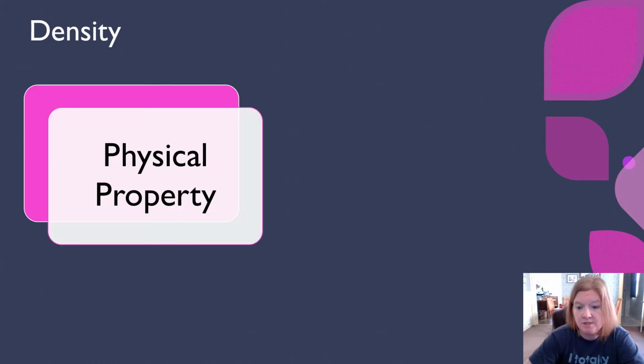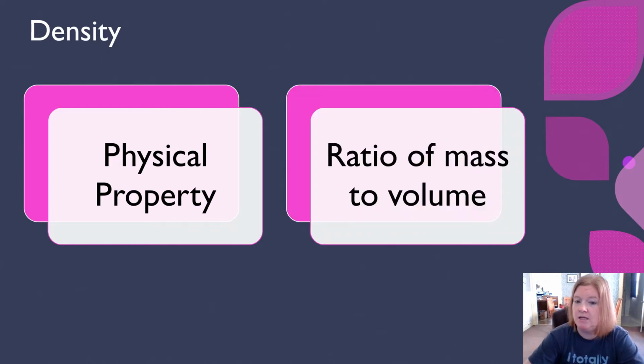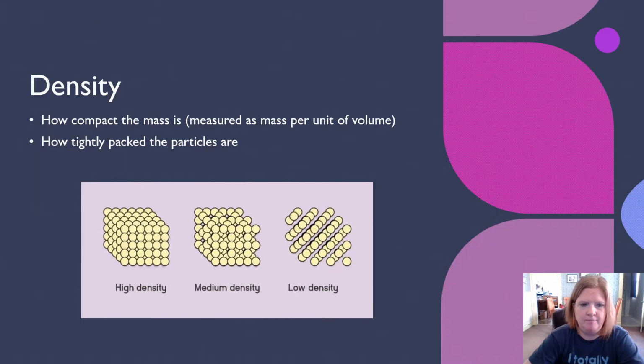Well, density is a physical property. Okay, you don't need to have a chemical change happening. And it is, by definition, the ratio of mass to volume. So density really is how compact the mass is, because it's measured as mass per unit of volume. So it's how tightly packed the particles are. So if something has a high density, those particles are really crammed close together. If something has a low density, those particles have more space between them.